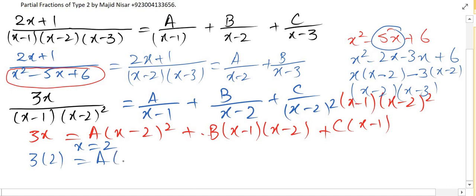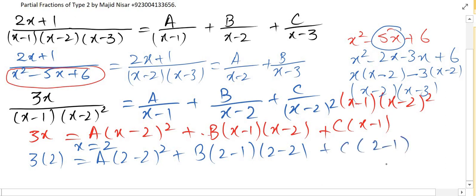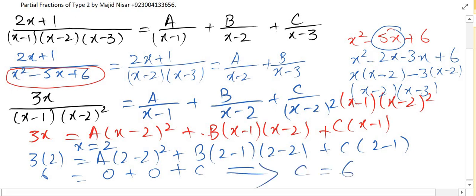a, put 2 here, 2 minus 2 square, again put x as 2, so 2 minus 1 and 2 minus 2, it will be 0, and c times 2 minus 1, so it will give us 3 times 2, 6. 2 minus 2 is 0, 0 times anything is 0, again 2 minus 2 is 0, 0 multiplied by 1 multiplied by b is 0, and 2 minus 1 is 1, so it will give us c. So what is the value of c here? C is 6. So we have the value of c is 6.